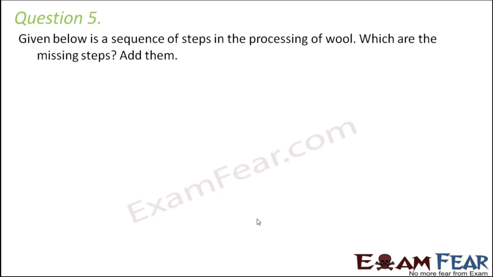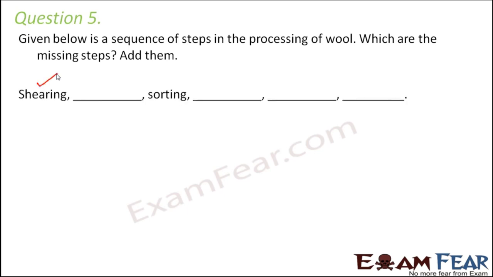Question number 5. Given below is a sequence of steps in the processing of wool. Which are the missing steps? Add them. The first step in the processing of wool is shearing, where the woolly covering is removed from the animal's body. First of all, we have to receive the wool from the animal. After that, what do we do? The next thing that needs to be done is washing it properly so that all the dirt and grease can be removed. So what is that process called?